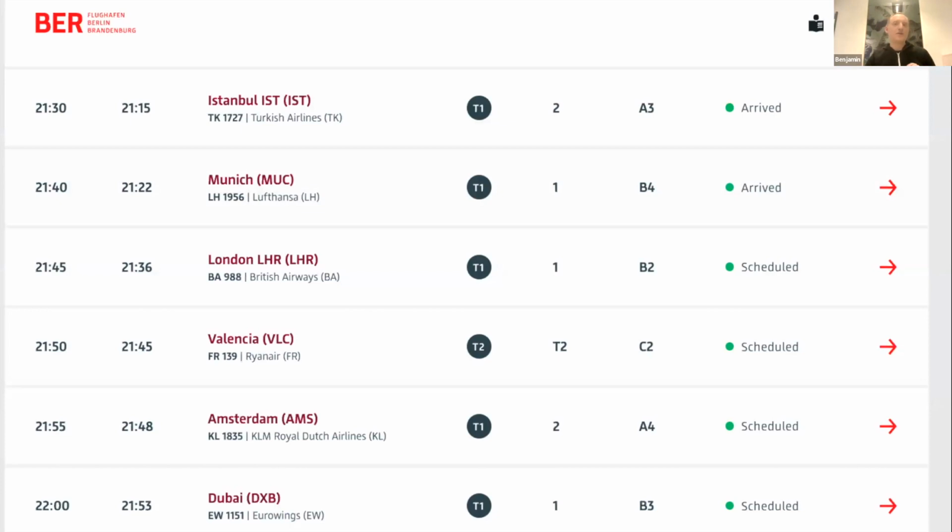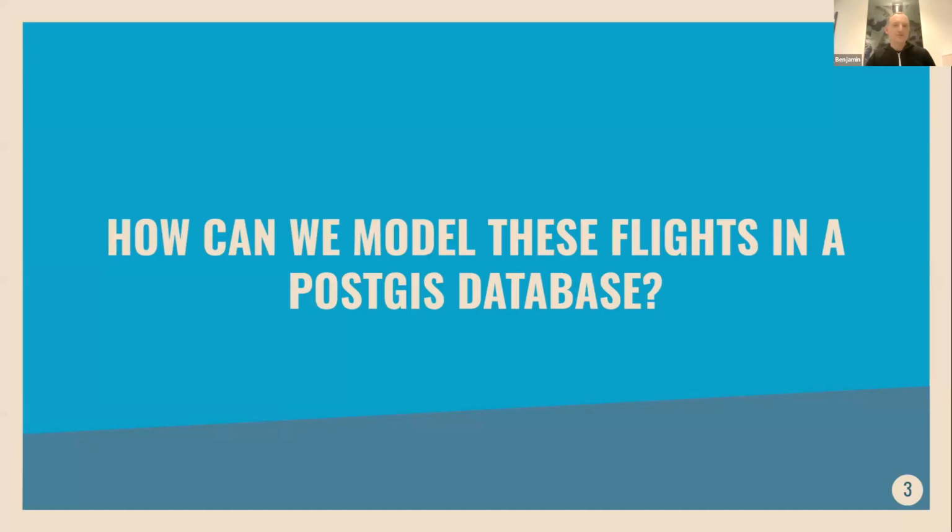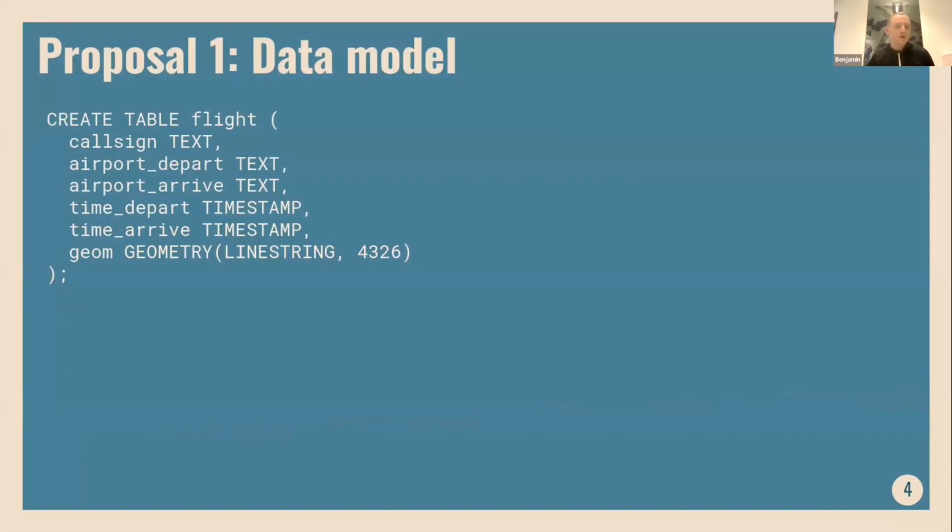So I'm going to start off with a very simple proposal, a very simple data model for this, and that would be this right here. Imagine we create a table where we've got a call sign. I think on the previous page it was like TK 1707 or something. We have the departure airport, the arrival airport, so Berlin in this case, the time that the flight departed, and then the time that the flight arrived. And then, because this is a spatial data set, we've got a geometry which represents the path that the plane actually took to get between those two airports.